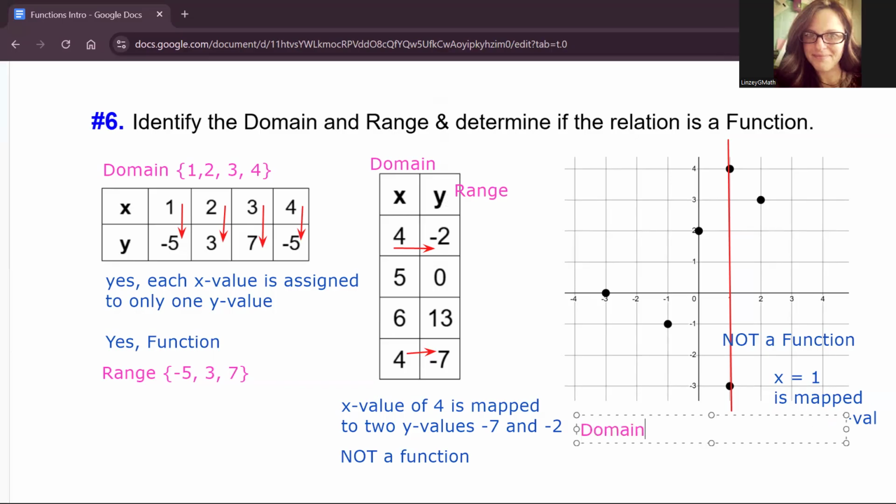And then this one, domain, we'll do this one. We've got the x values -3, -1, 0, 1, and 2. And then our range, we have 0, -3, 0, -1, -3, 2, 3, and 4. And that concludes Functions Introduction.